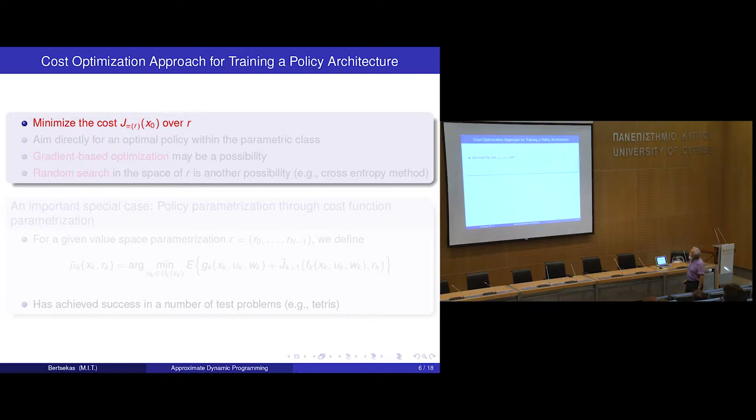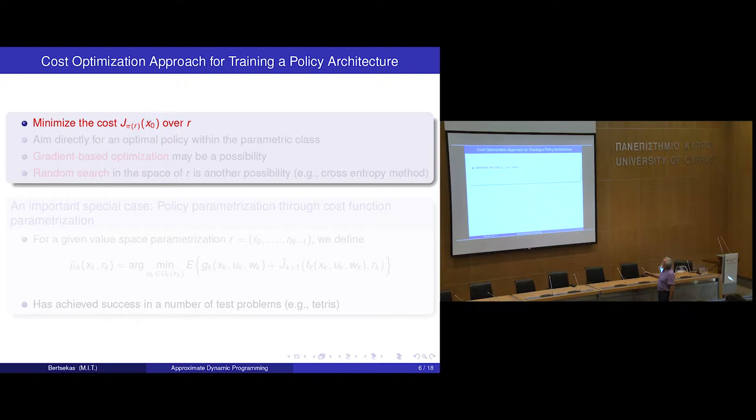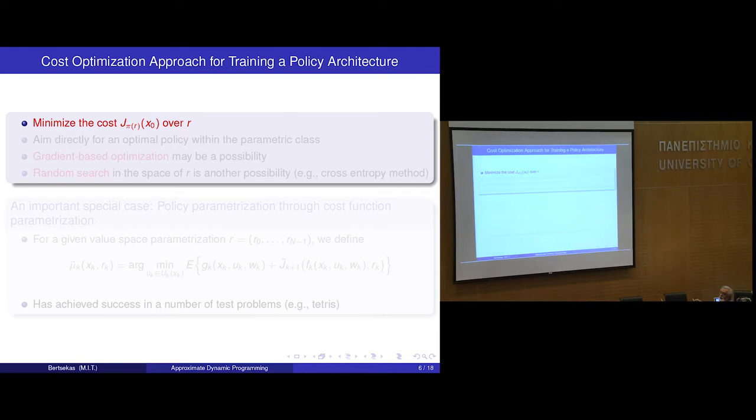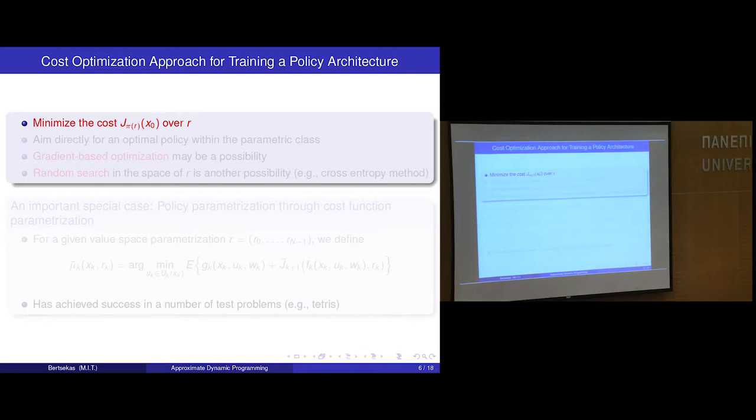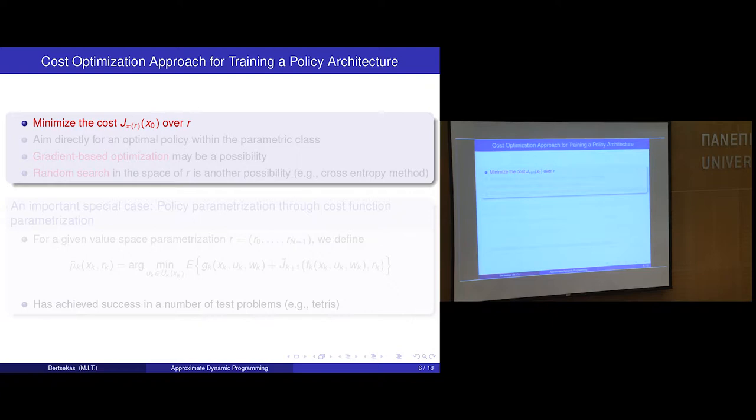One way to apply this idea is to observe that a policy parametrization using a vector r also parametrizes cost functions as functions of the initial state, and that for a given initial state, this depends on the parameter vector, and you may want to directly optimize this cost function over the parameters. So for a given r, you can calculate the cost for any initial state. You can calculate an optimal cost over that, or an average cost for a number of initial states. And then you have a cost function that depends on just r.